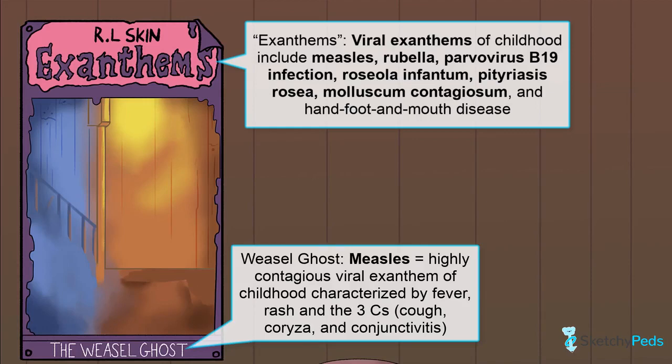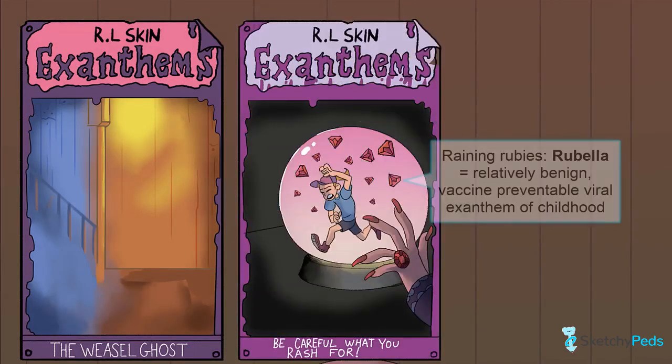This one's a classic. Next up, we've got rubella, caused by the Rubella virus, and once upon a time called German measles. When acquired postnatally, rubella is a relatively benign disease and is vaccine preventable. The presentation, workup, and treatment of rubella will take place in and around the poster for the next book in the Exanthems series. Be careful what you rash for. Spoiler alert, don't wish for rubies.